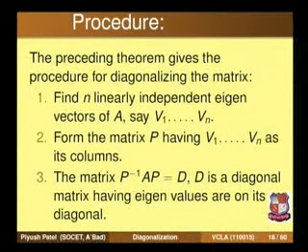Why is this P invertible? Because we form this matrix whose columns are the linearly independent eigenvectors, and if the columns of a matrix are linearly independent, then the matrix is invertible. So here we get the invertible matrix P whose columns are the eigenvectors of the matrix. After forming this matrix P, we find the product P inverse AP, and this product will be a diagonal matrix. We denote it by D, and in this diagonal matrix the diagonal entries must be the eigenvalues of the matrix. So let us revise the process.